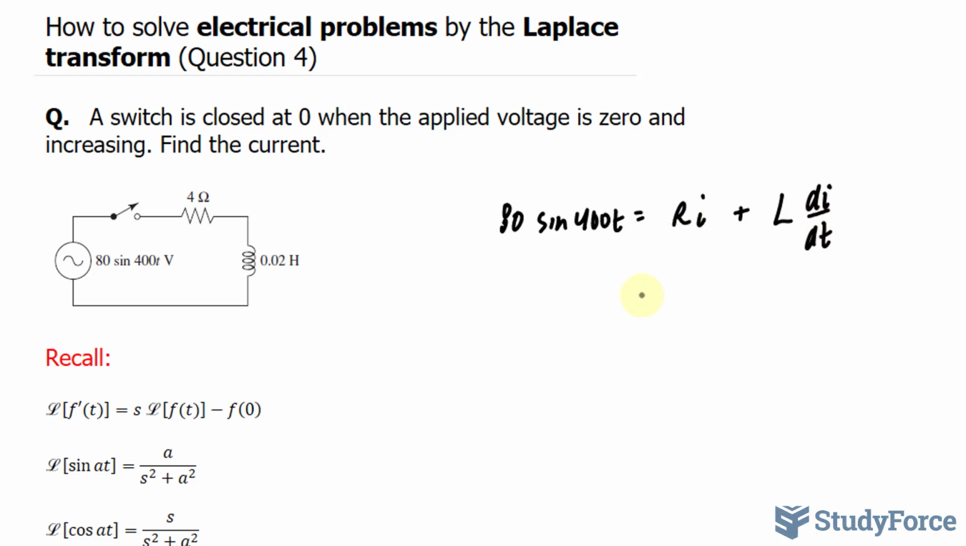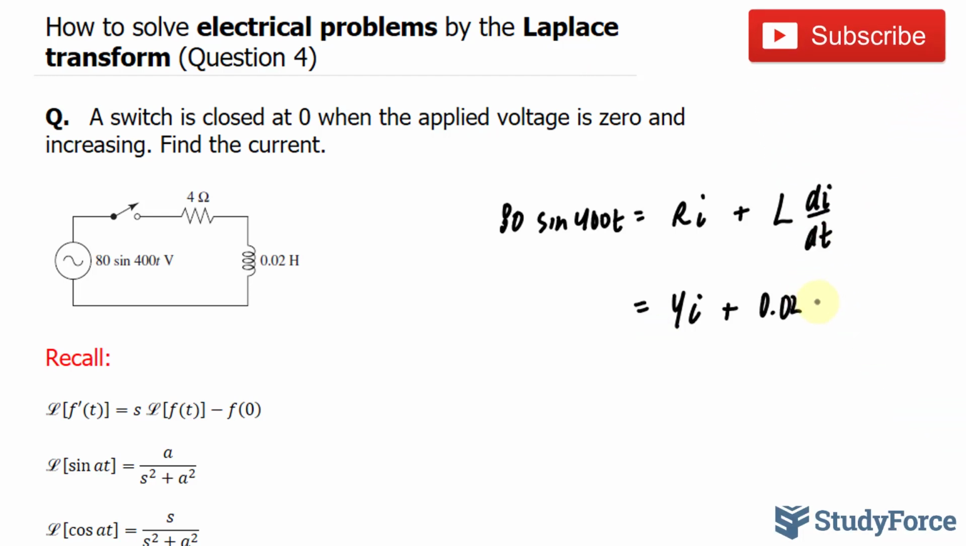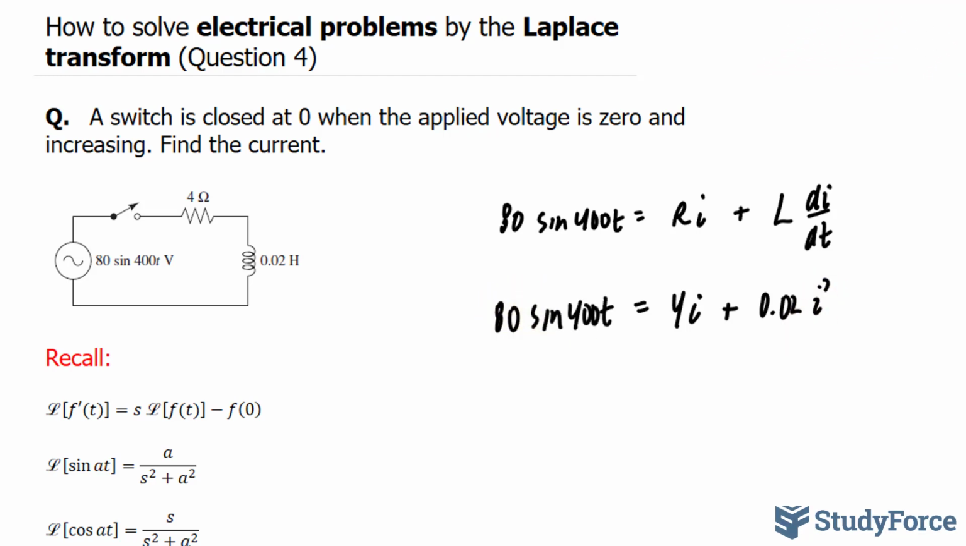Let's go ahead and replace this R with 4 ohms. We have 4 times I plus the inductance here is 0.02 henries. And instead of writing di over dt, since we're using the Laplace transform, I'll use a format which is more applicable to this technique, which is I prime, and the left side stays the way it is. Next, I'll take the Laplace transform of each term. So I'll take the Laplace transform of this term. This gives me 80 times the Laplace transform of sine 400t. Taking the Laplace transform here gives me 4 times the transform of I.